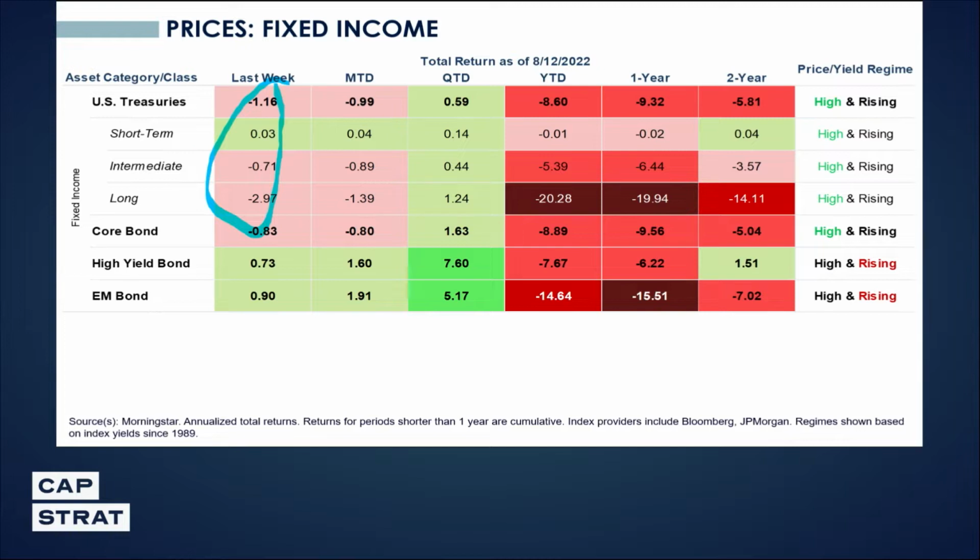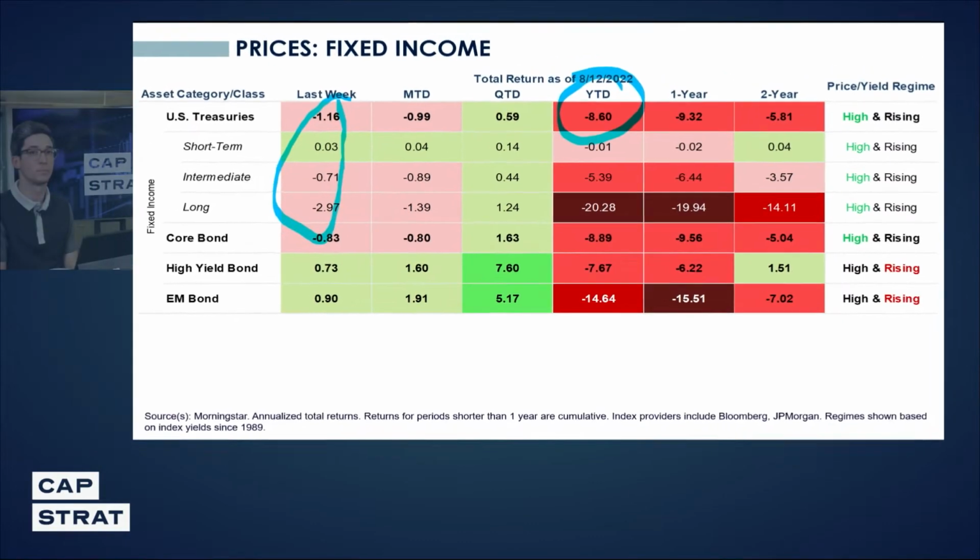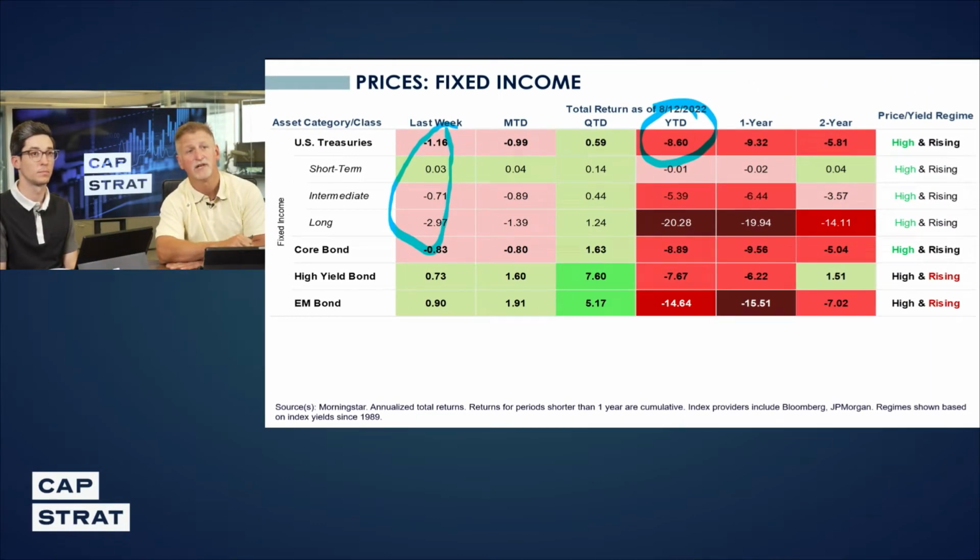And then high yield bonds and emerging market bonds, which are credit type sectors, continuing to rally, credit spreads tightening as equity markets rally. Still noting though, Treasury still down over 8.5% year to date. And then over on the right hand side, we have a price yield regime.